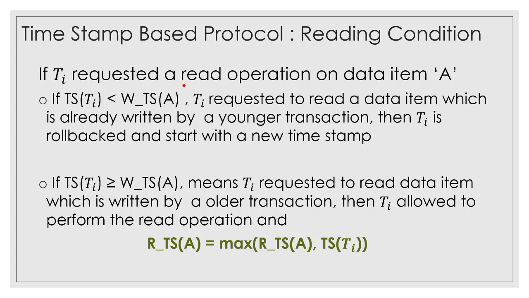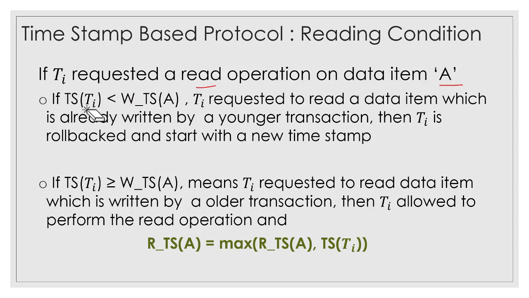So let us assume Ti is the transaction requested a read operation on the data item A. Now we are dealing with conflicting operations. As we know, a read with a read is never a conflict operation, so we are not going to consider any condition where there are read and read operations. A read can conflict only with the write operation of another transaction. So the condition is based on the write timestamp of a data item.